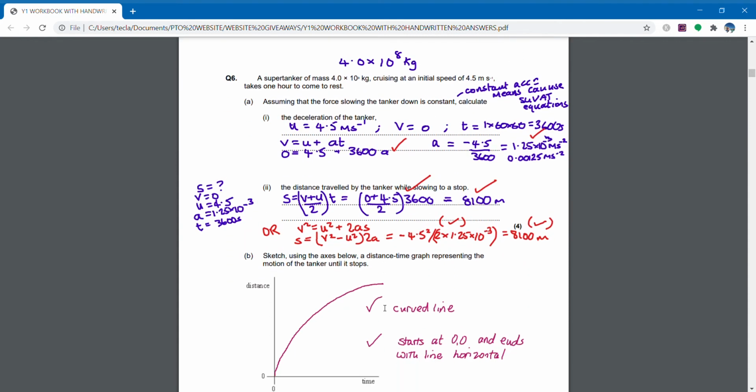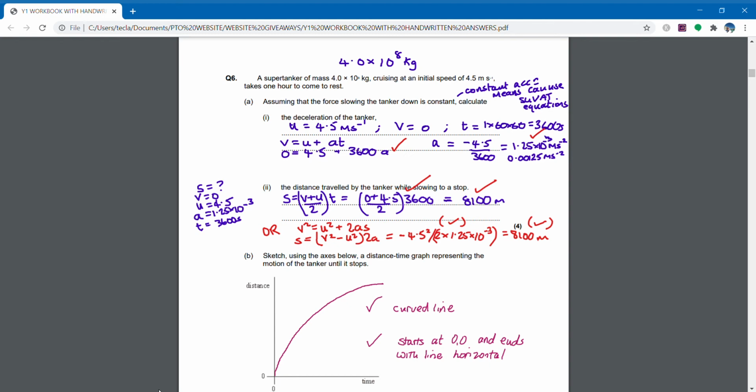Question 6. A supertanker of mass 4.0 times 10 to the 8 kilograms, cruising at initial speed of 4.5 meters per second, takes 1 hour to come to rest. Assuming the force slowing the tanker down is constant, calculate the deceleration of the tanker. First thing to say, if it's constant acceleration, which we call uniform acceleration, then we can use Suvat equations. So we're told the force is constant, so the acceleration must be constant, and so therefore we can use Suvat's equations of motion.